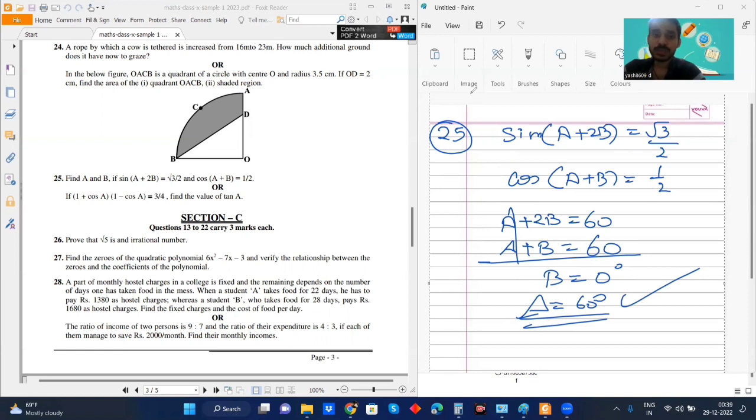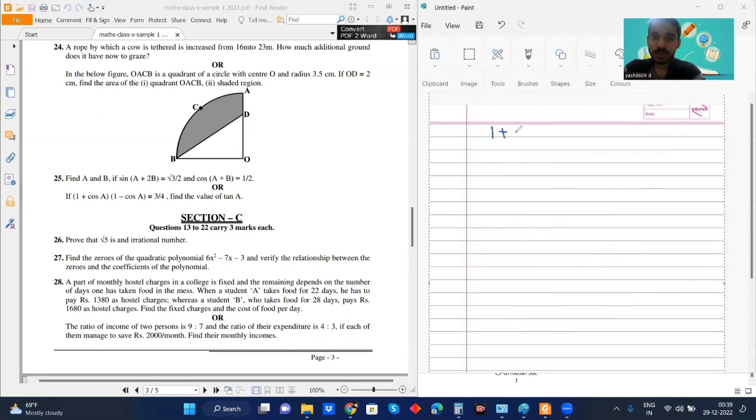Now the OR question, which says if 1 plus cos A times 1 minus cos A is equal to 3 by 4, find the value of tan A. So we know that 1 plus cos A, 1 minus cos A is the A plus B, A minus B formula, which is A square minus B square. So A square minus B square is equal to 3 by 4.